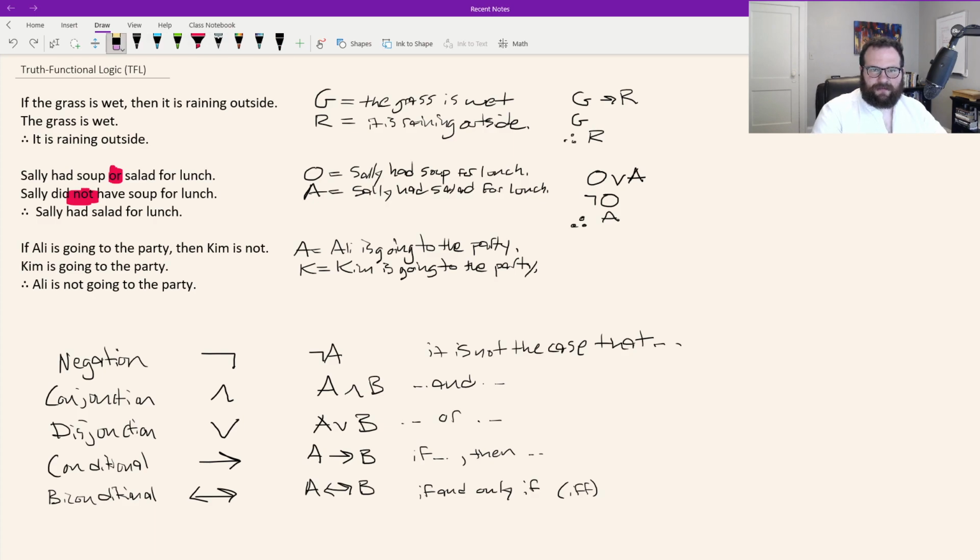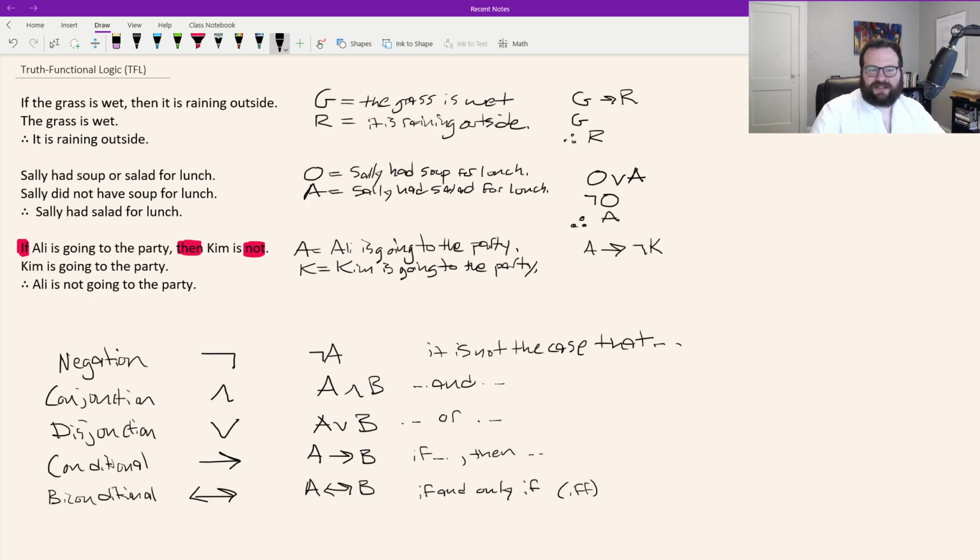Okay, let's look at problem 3 now. Problem 3 again has an if-then, but it's not just an if-then, it also has a negation. So this is going to be A, arrow, negation, K. Okay, this reads, if Ali is going to the party, then it is not the case that Kim is going to the party. And that's exactly what we have, more or less, in natural language, right? So that is how we would translate premise 1.